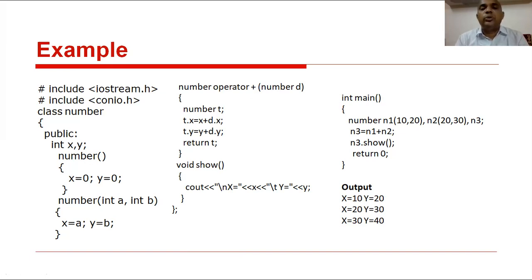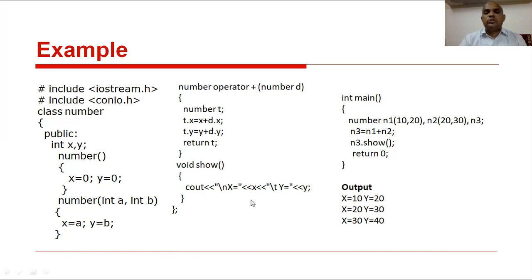Binary means two. We should use two operands and one operator. Come here: t.x equals x plus d.x. This is one operand, d.x is another operand, and plus is the operator. Clear? Then here also the same.